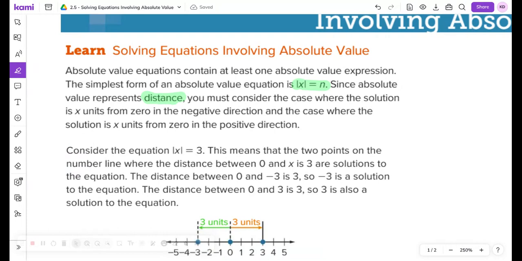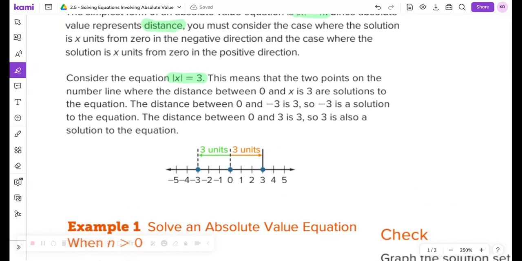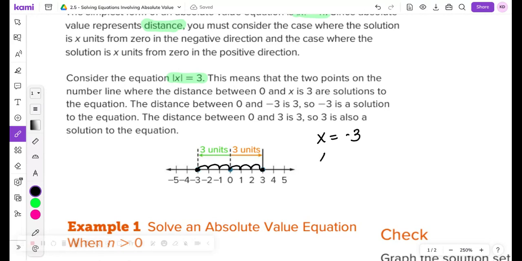So for example, the equation, the absolute value of x equals 3, means that there are 2 points on this number line that are a distance of 3 from 0. I have 0 and I go 1, 2, 3 units to the right. I go 0, 1, 2, 3 units to the left. So the two solutions would be x equals -3 and x equals +3. The way we're going to write that is in a set of numbers, -3, 3. We'll talk more about that as we work on solving these equations.